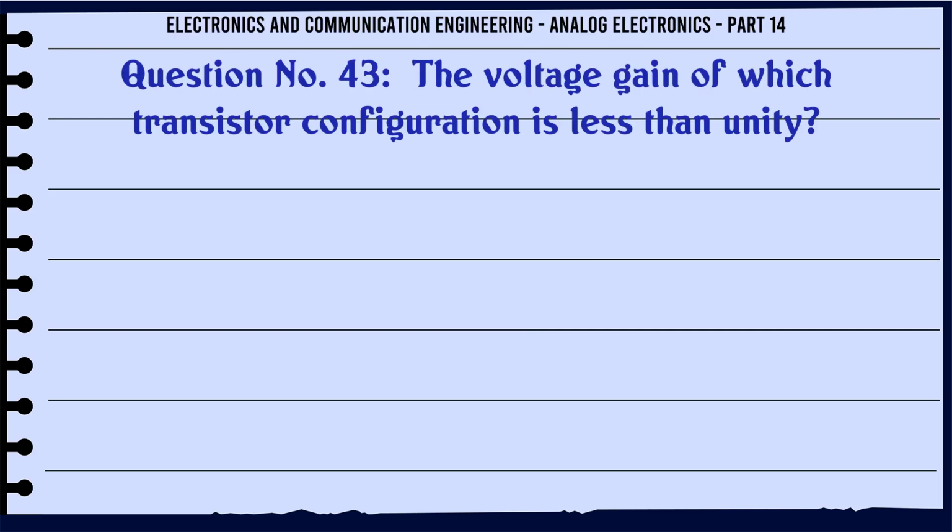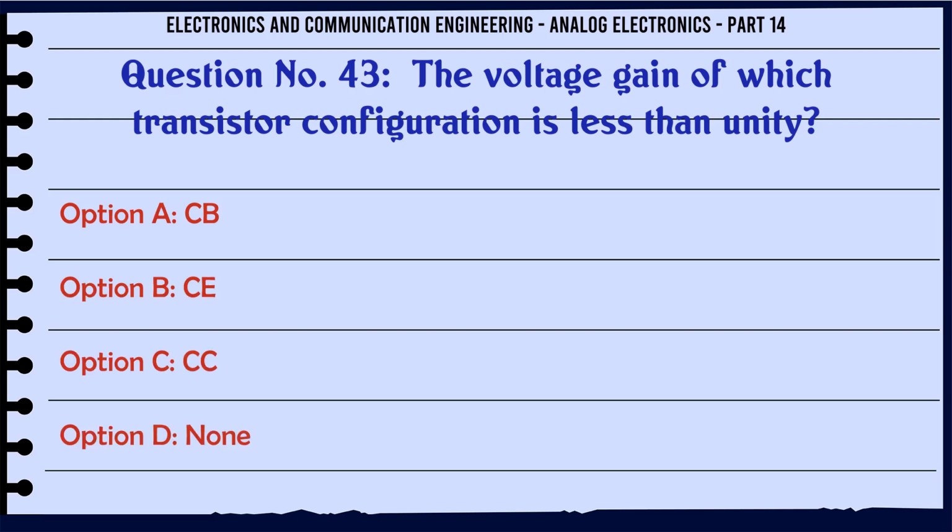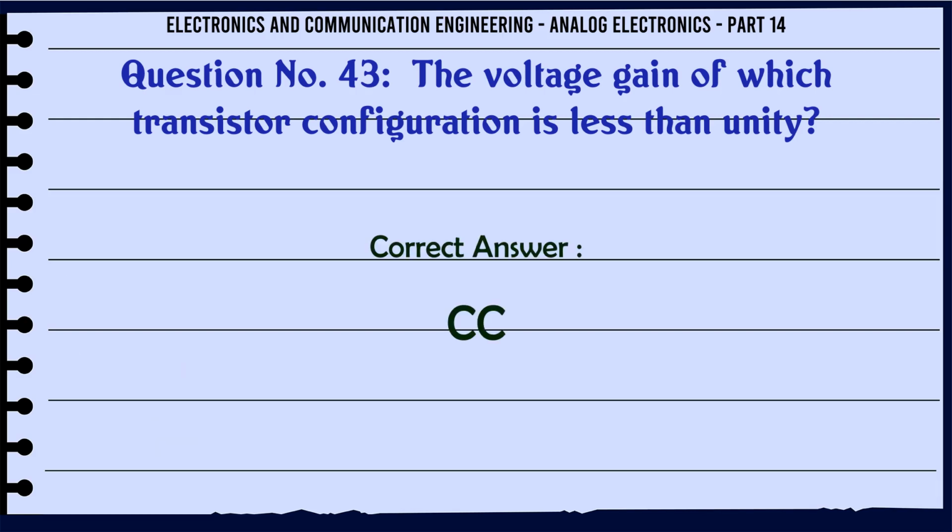The voltage gain of which transistor configuration is less than unity? A. CB, B. CE, C. CC, D. None. The correct answer is CC.